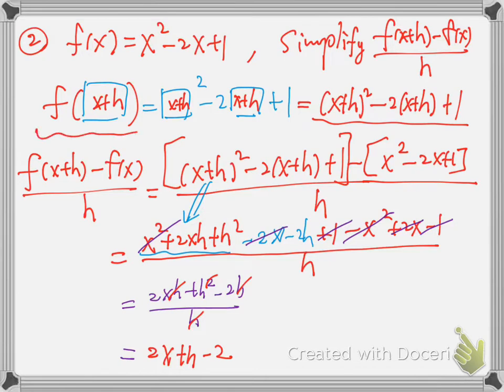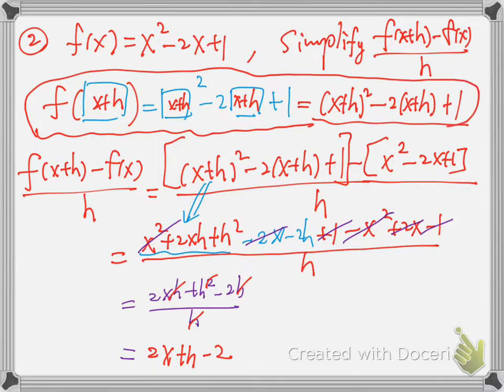So the key step is this step: we find what f of x plus h is, and then cancel and simplify the fraction.